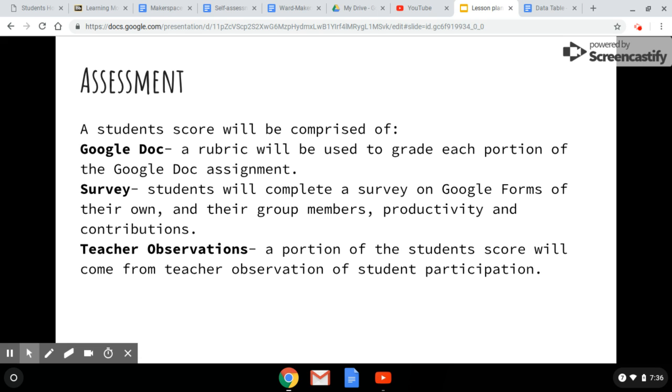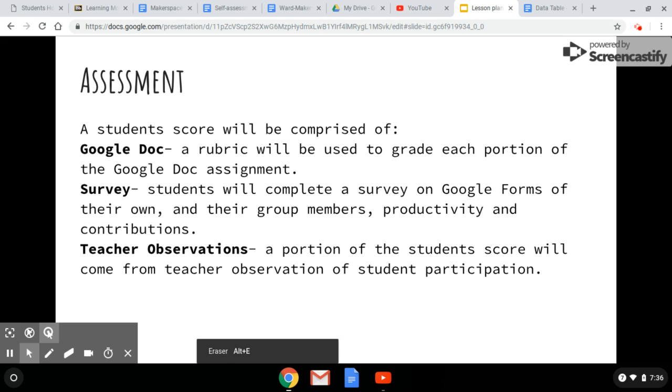Their grade's going to be comprised of a couple of different things, one being the Google Doc. There's a rubric that's created for each portion of the Google Doc, because a brainstorming page wouldn't be the same amount of points as a conclusion page. So each one has a different set of criteria. Also, I like to have students take a survey at the end. They grade themselves, but they also grade their group members in terms of their productivity and contribution. Since everyone had a different role or was responsible for different pages, did that get done? And then also teacher observation, since the teacher will be wandering around the room from group to group, you know who's on task and who's not.